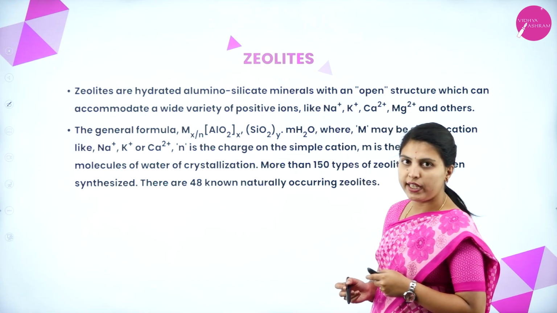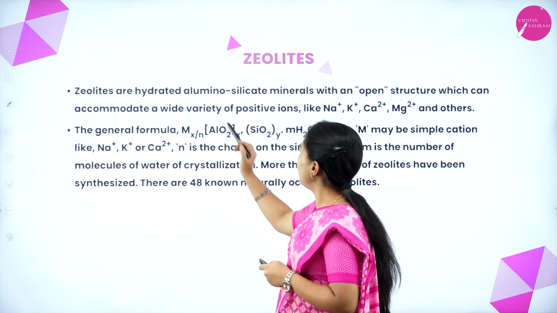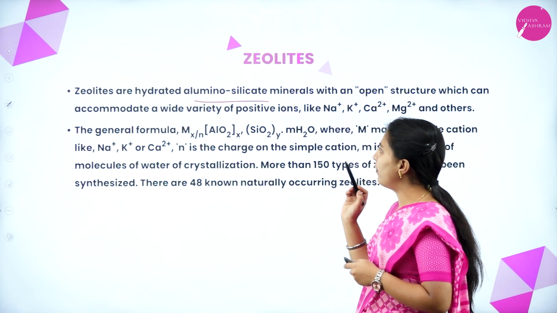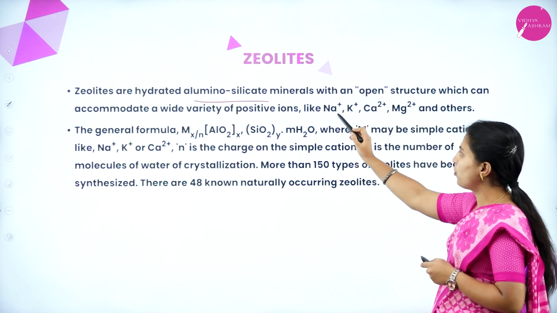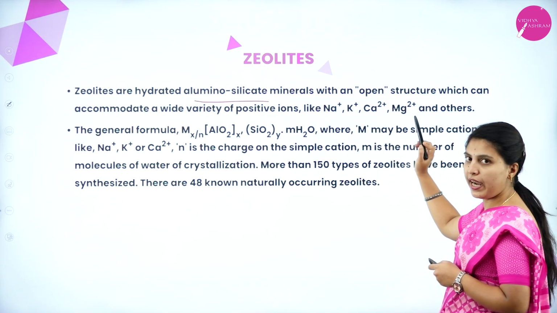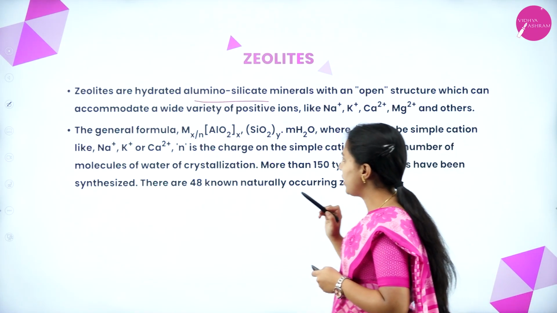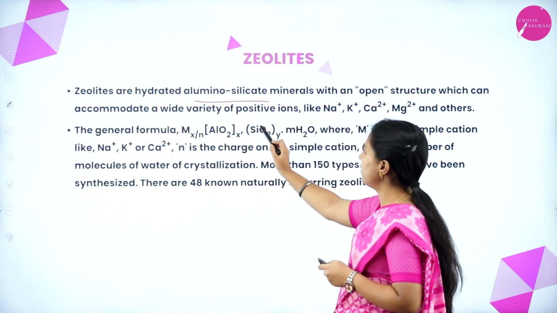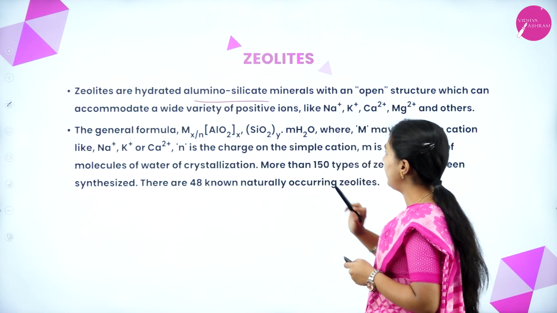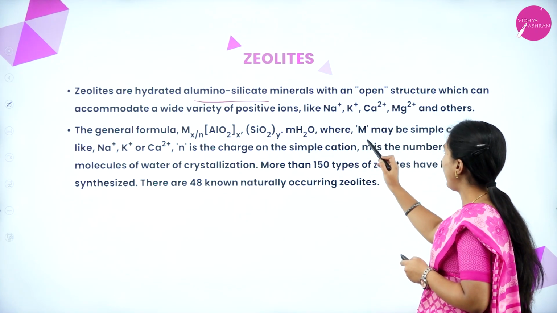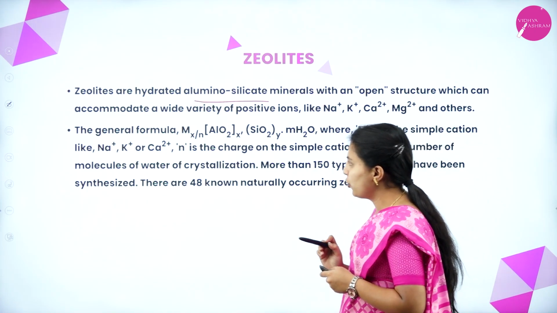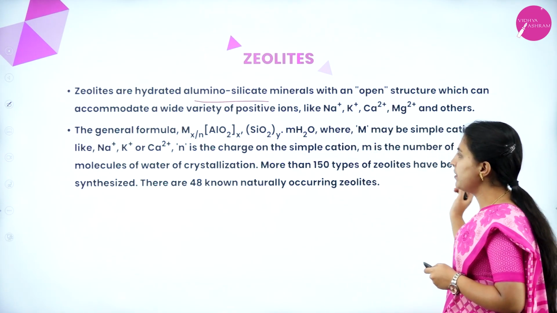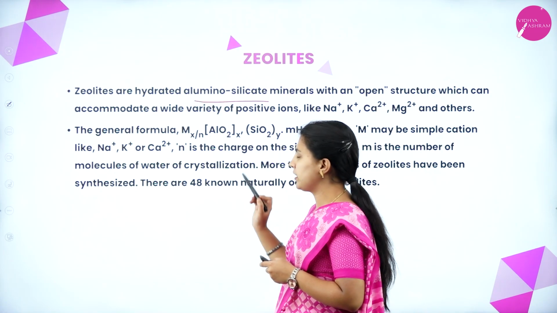Okay. Next, zeolites. Zeolites are hydrated aluminosilicate minerals with an open structure which can accommodate a wide variety of positive ions like sodium +, potassium +, calcium 2+ and magnesium 2+ and others. The general formula is M2/n O.Al2O3.xSiO2.yH2O, where M may be a simple cation like sodium, potassium or calcium. n can be the charge on the simple cation. y is the number of molecules of water of crystallization.